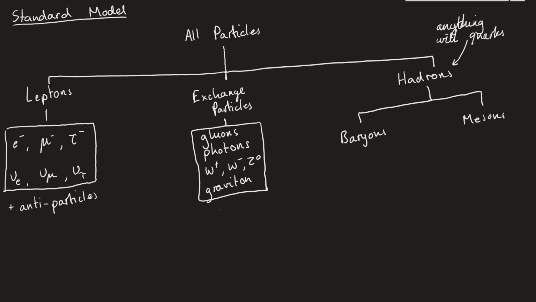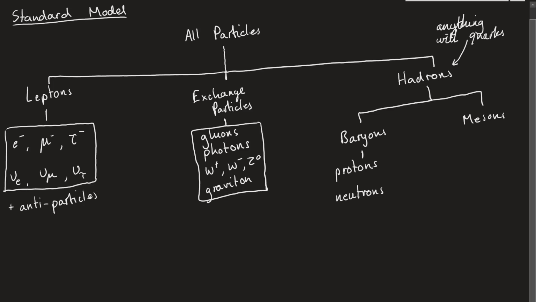Now, hadrons, we looked at in the quarks video, and we said examples of the hadrons are the baryons and the mesons. The baryons we split, and we said we have protons and we have neutrons.